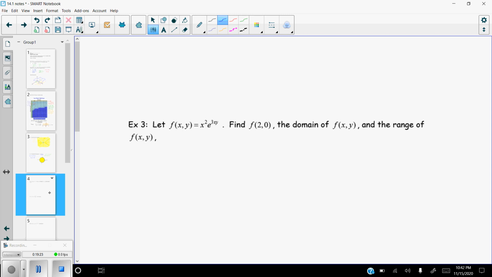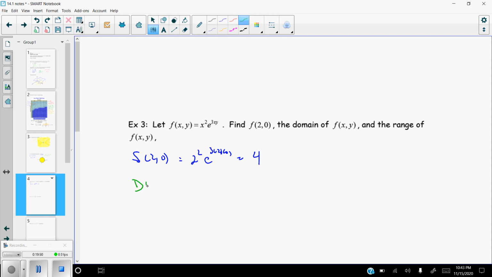So let's first of all talk about f of 2, 0. That's the easy part. That just means plug in 2 for x, plug in 0 for y. If we do that, we are going to get 2 squared e to the 3 times 2 times 0. So 2 squared is 4. e to the 0 is 1, so you get 4. So we're done there.